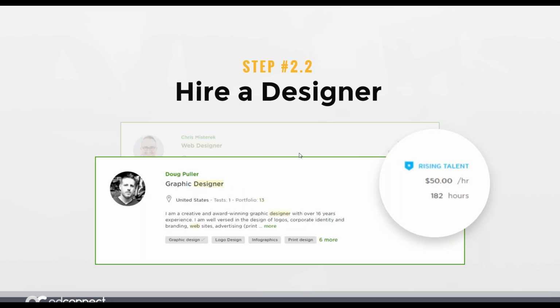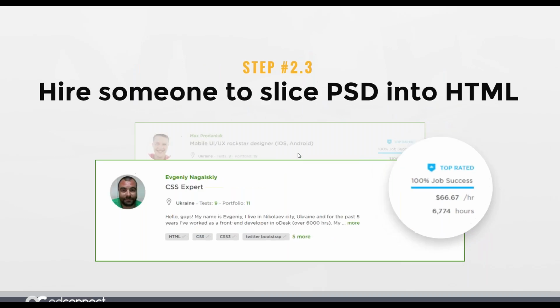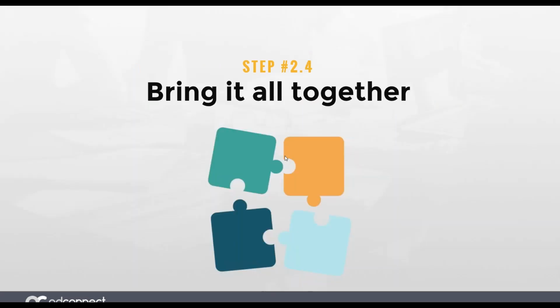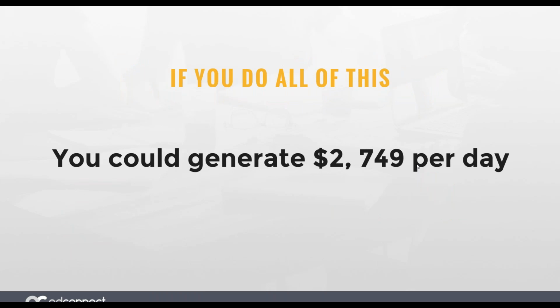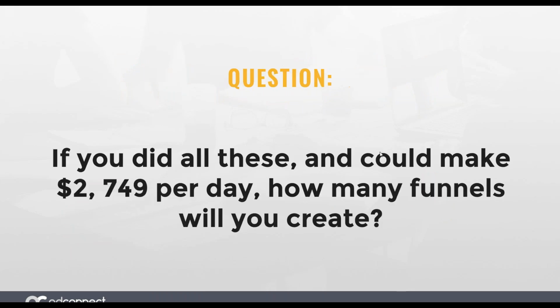So you can skimp on having to write a sales copy, hiring a designer, hiring someone to splice the PSD into HTML, and hiring someone to bring it all together. Doing this is going to cost you an average of around $13,000 per funnel, but with AdConnect, you can just duplicate and make the changes right away, and you can start getting results.